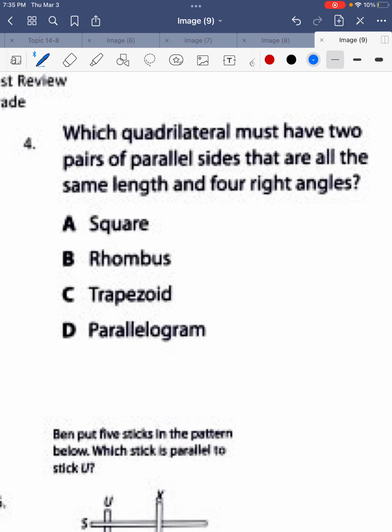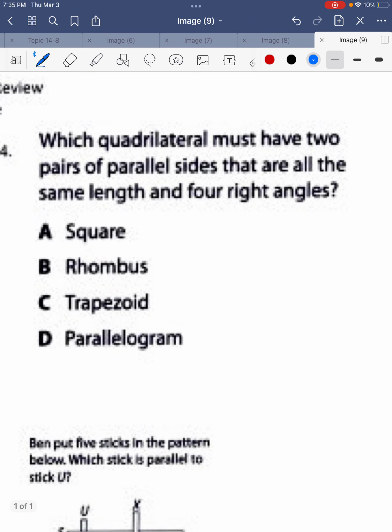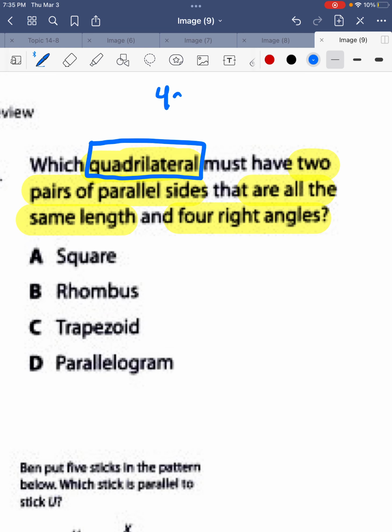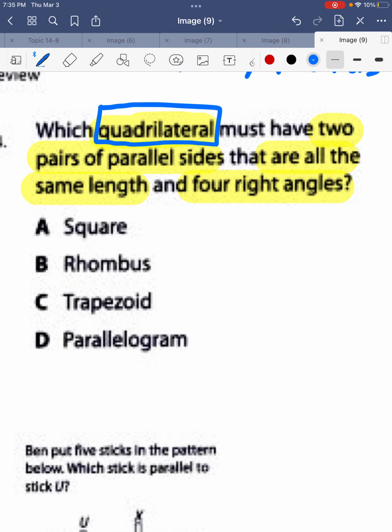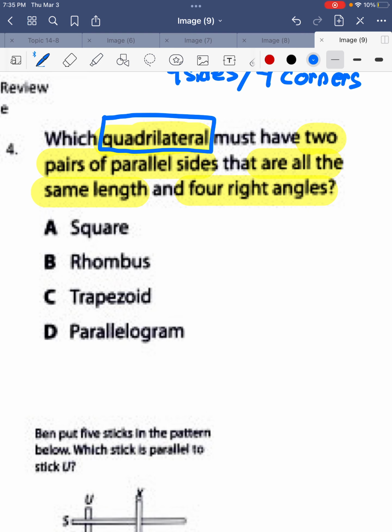My bad. Okay. For 4, it says, which quadrilateral, okay, must have 2 pairs of parallel sides that are all the same length and 4 right angles, okay? So I have some important keywords here. I have quadrilateral, okay? Remember, quadrilateral just means it has 4 sides and 4 corners, okay? And it has to have 2 pairs of parallel sides, okay?